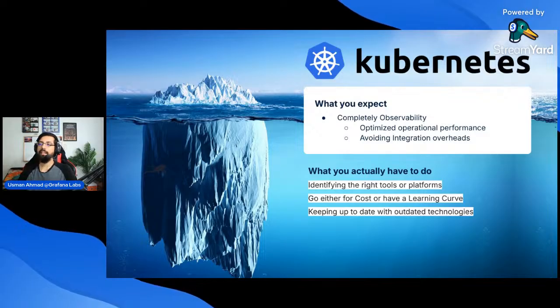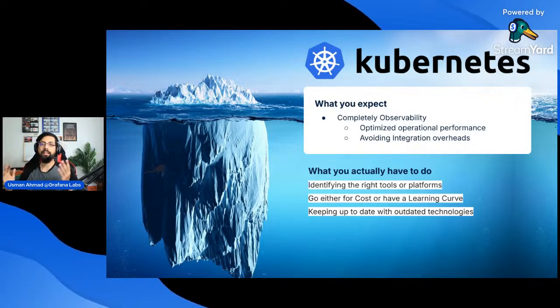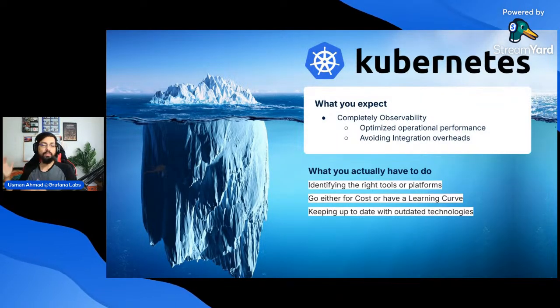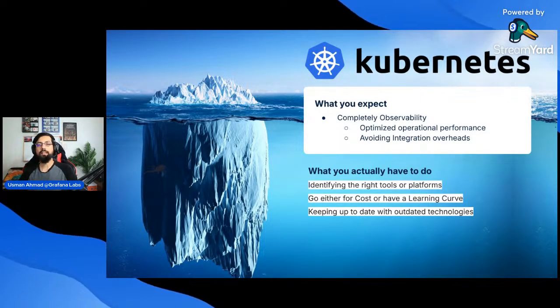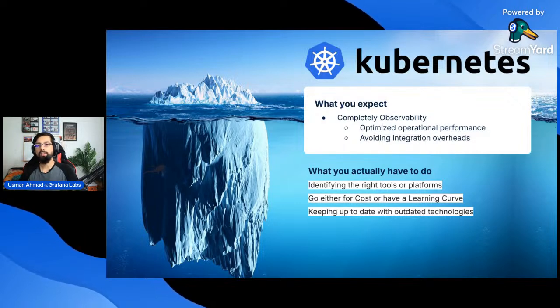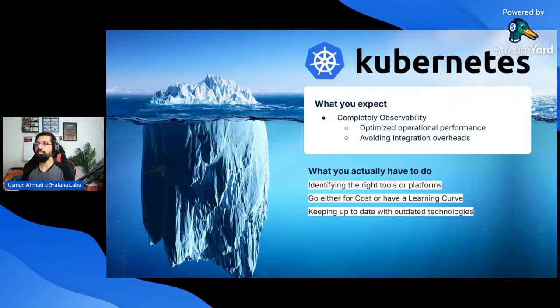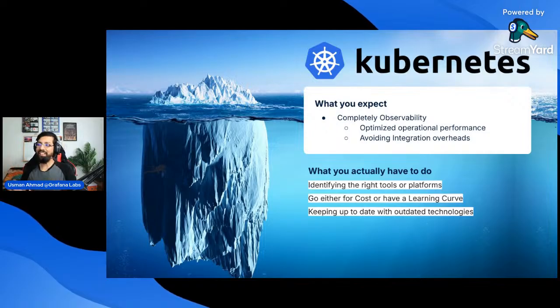And what do you expect? When I am running Kubernetes, I want complete observability, like how many pods and services are running. Even if you have tons of namespaces and deployments, you want complete information and understanding of how the services are running. You also want to avoid integration overheads because you want to keep it as clean as possible. That's again the ideal case.